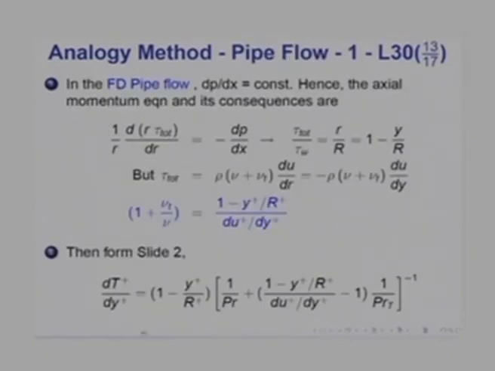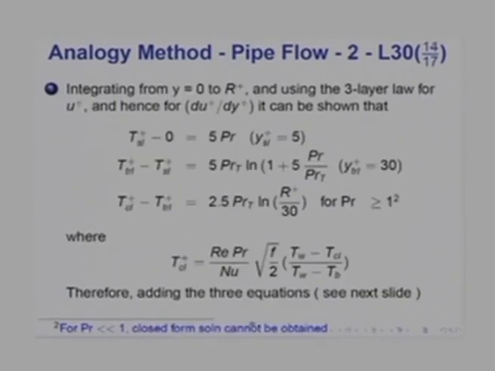Then you will see that dT plus by dy plus now is (1 minus y plus by R plus) over [1 over Prandtl number times (1 minus y plus by R plus) over du plus by dy plus, minus 1, over 1 plus 1 over Prandtl t], raised to minus 1. And now we will evaluate du plus by dy plus for each of the 3 layers, that is the sublayer, the transitional layer and the fully turbulent layer, and this is what the integration gives you for the 3-layer law.